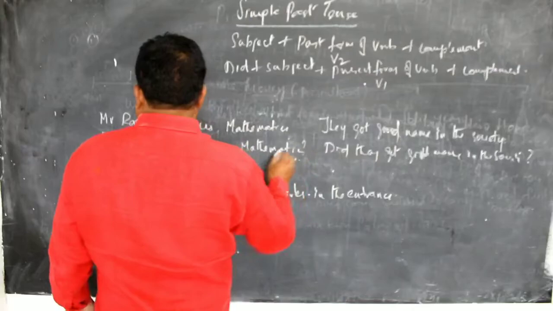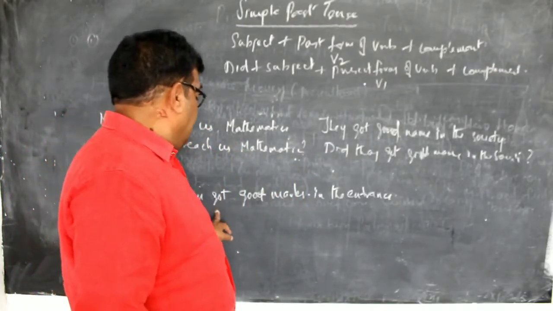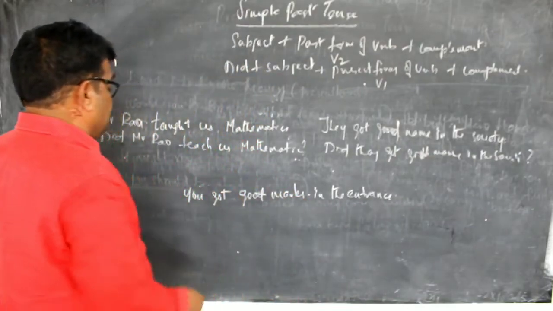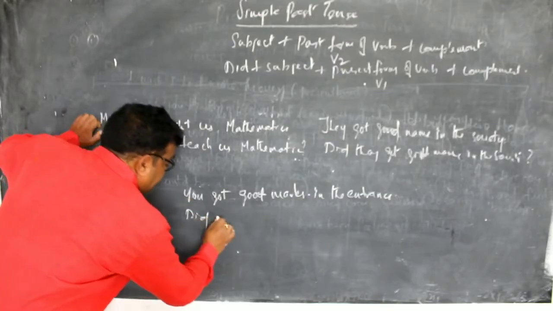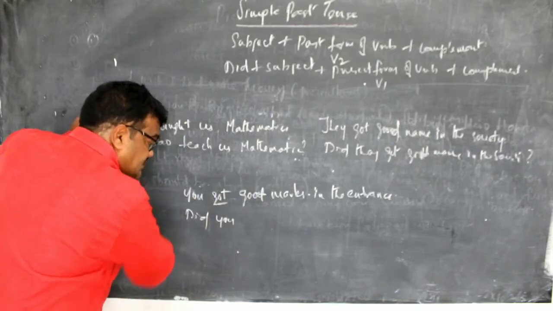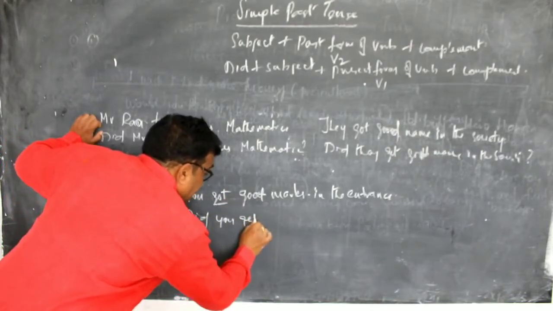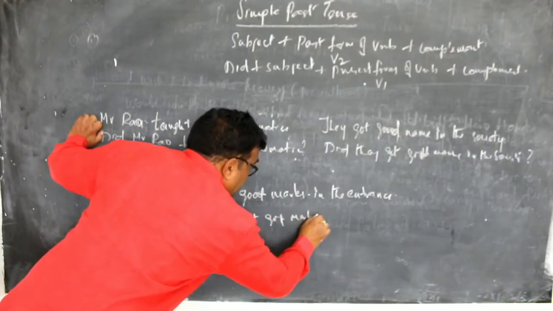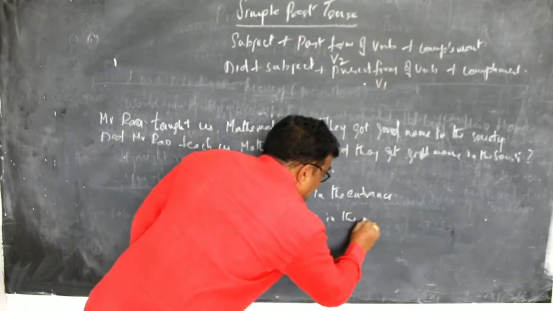Next, another example. You got good marks in the entrance. Change into question. Did, subject, you. The verb is in past form, you have to make it present. Did you get good marks in the entrance?